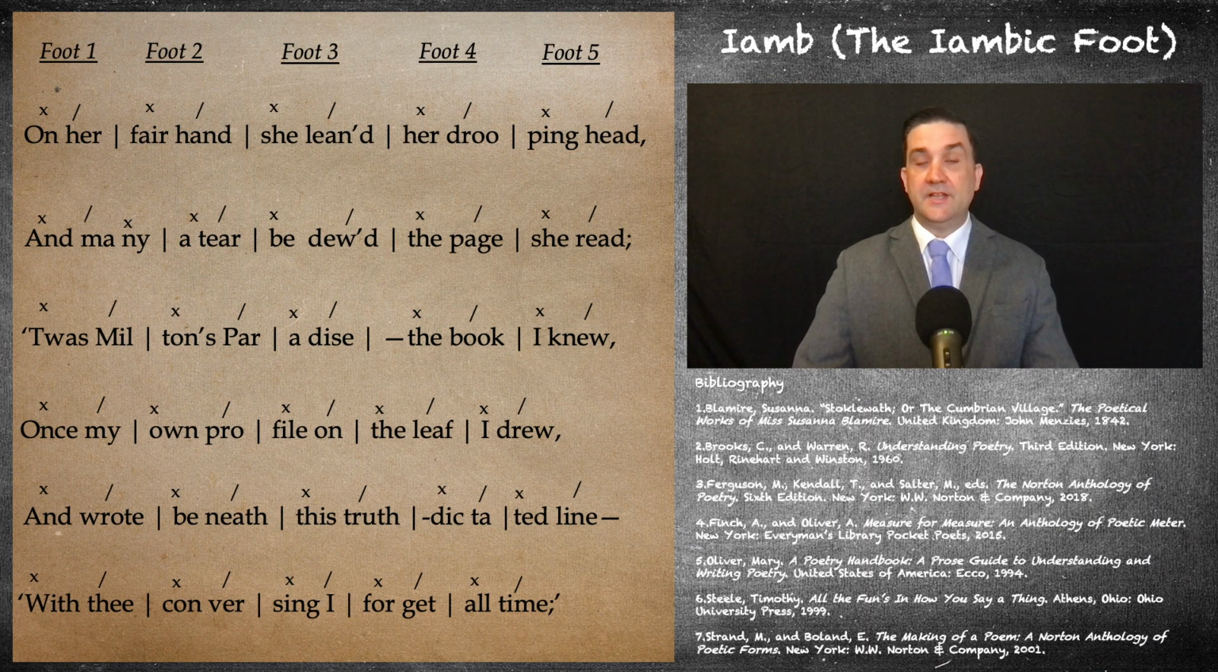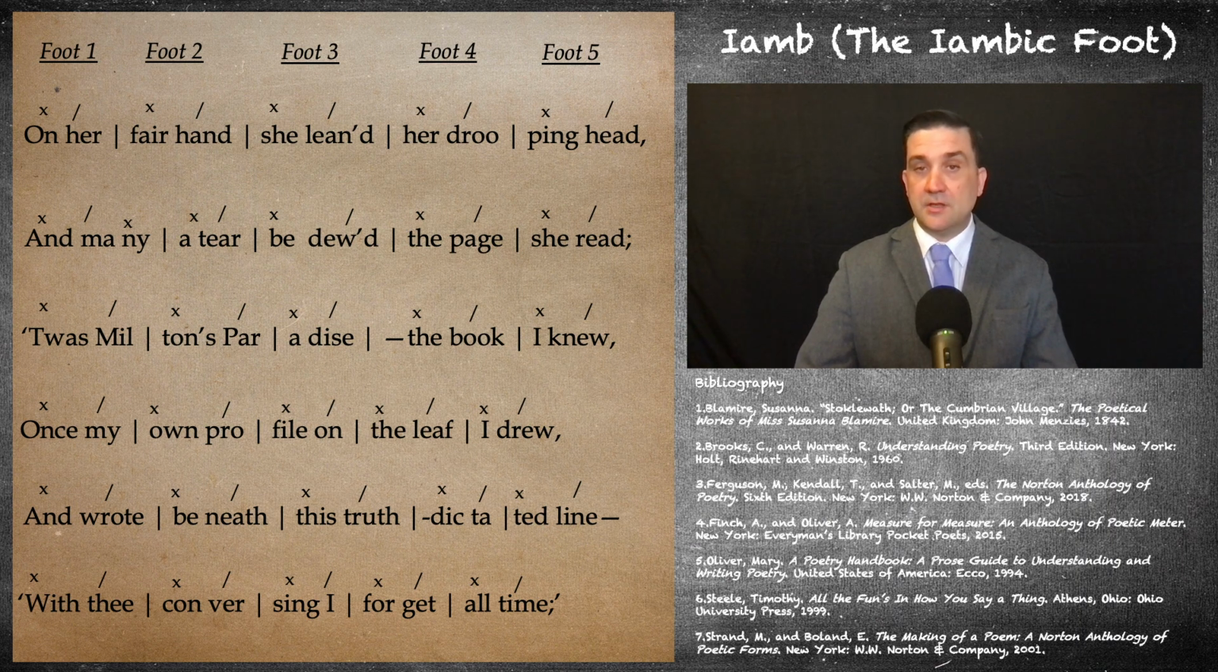Here you can see that all 6 lines are divided into 5 feet, and all of the feet, except for one, are iambs. Do you see why these feet are iambs? Recall our definition. An iamb is a two-syllable foot consisting of one unstressed syllable followed by a stressed syllable.